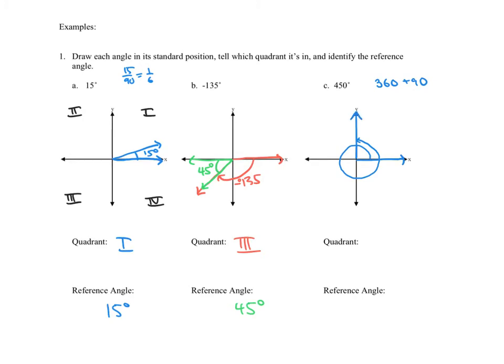So this is actually a quadrantal angle because its terminal side lies on the axis. So it is not in a quadrant, and it doesn't have a reference angle. A reference angle has to be an acute angle, so less than 90 degrees. So this doesn't have one.